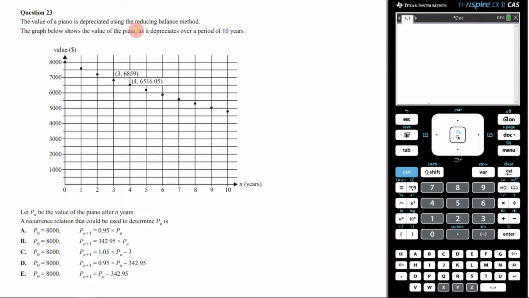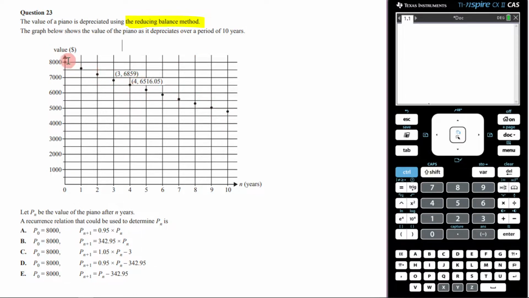All right, let's answer this question here. It says, question 23, the value of a piano is depreciated by using the reducing balance method. The graph below shows the value of the piano as it depreciates over a period of 10 years. So we've got this piano, it's initially $8,000, and then each year it's depreciating.